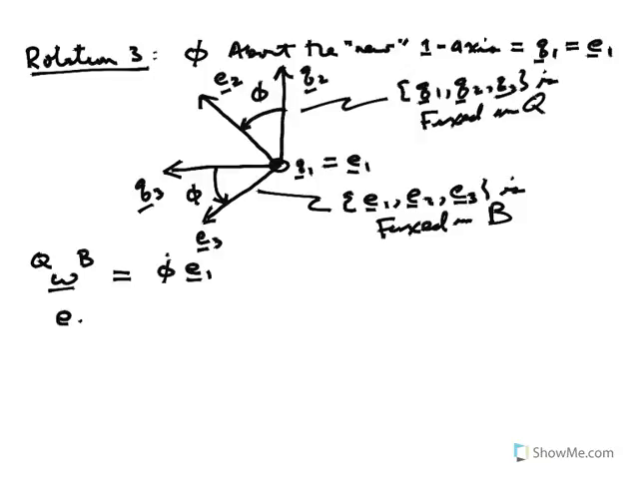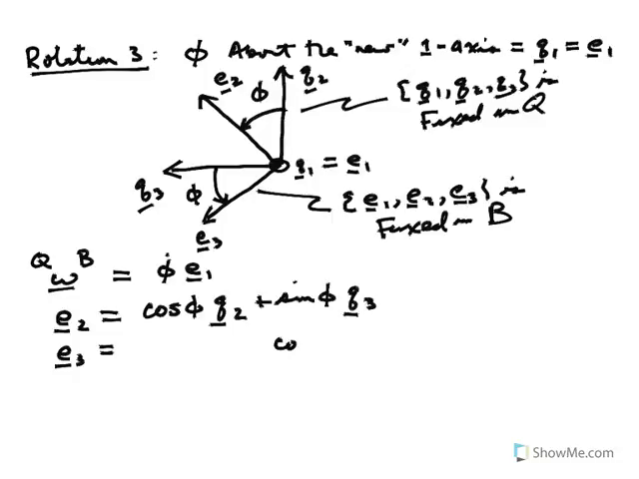And now we can write the transformations the same way we did before, which is that we have E2, you can see E2 is equal to cosine of phi times Q2 plus the sine of phi times Q3. And then we have E3 is equal to cosine of phi times Q3, and then we have minus the sine of phi times Q2.